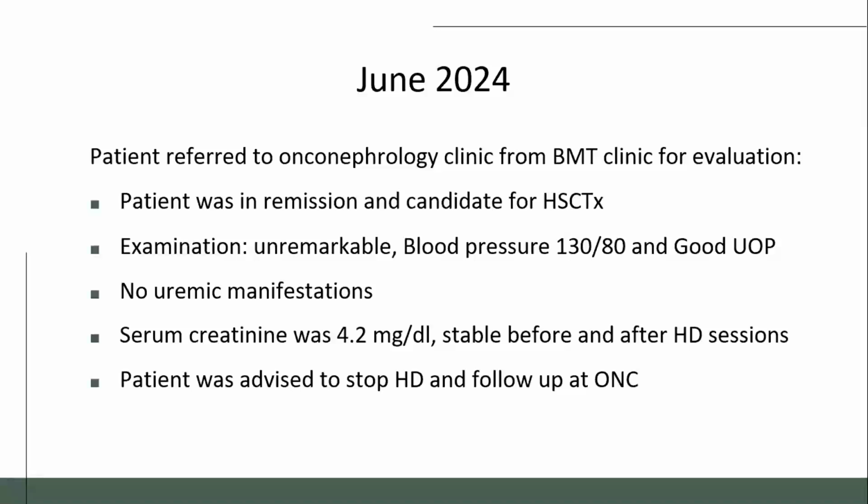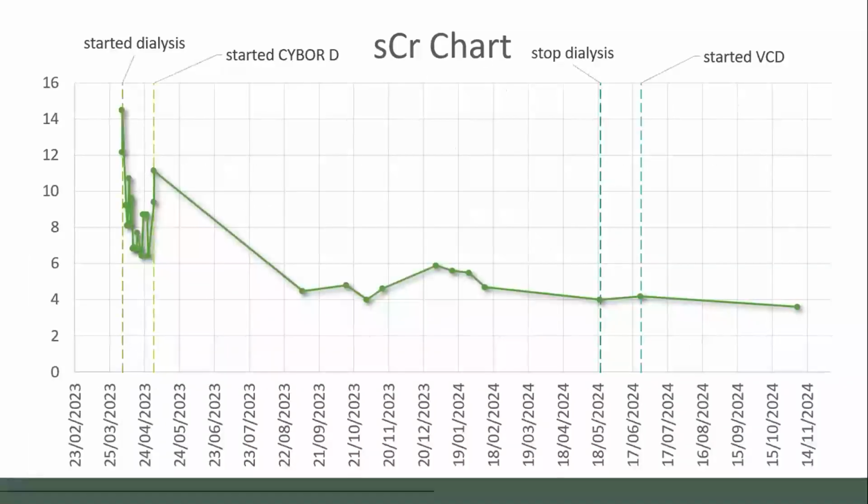In June 2024, the patient was referred to the Onconephrology clinic from the bone marrow transplant clinic for evaluation, and the patient was in remission, a candidate for hematopoietic stem cell transplantation. The examination was unremarkable. Blood pressure was 130/80, with good urine output and no uremic manifestations. Serum creatinine was stable around 4 milligram per deciliter before and after the hemodialysis sessions. So the patient was advised to stop her hemodialysis and follow up at the Onconephrology clinic.